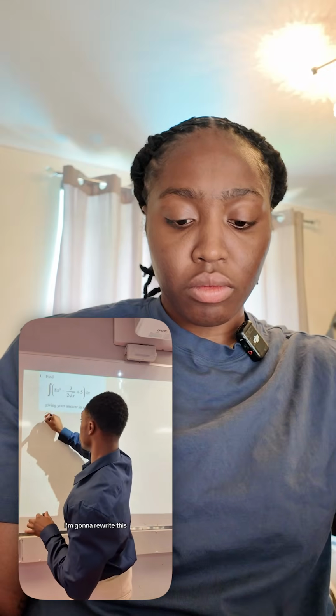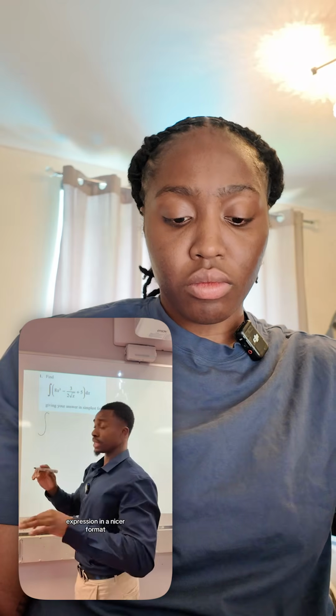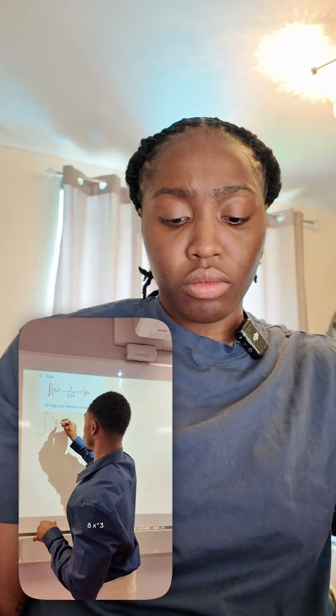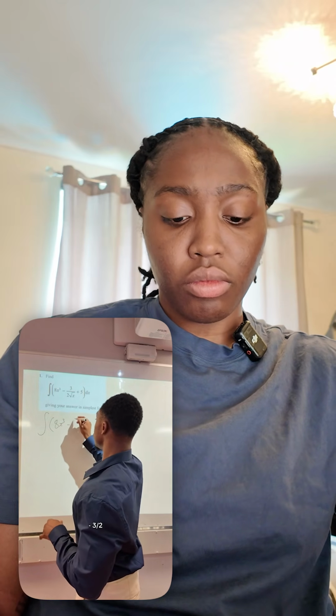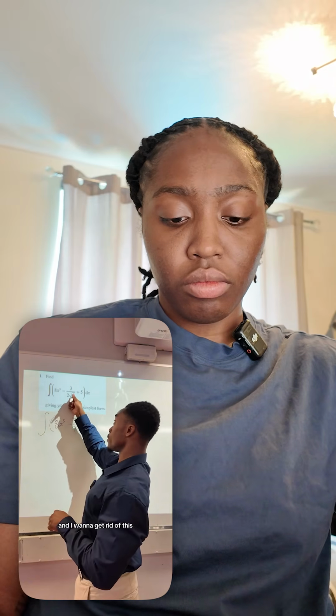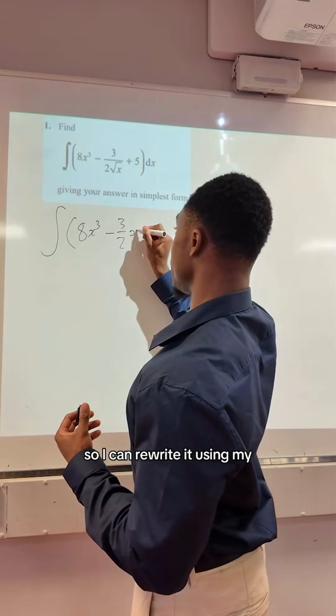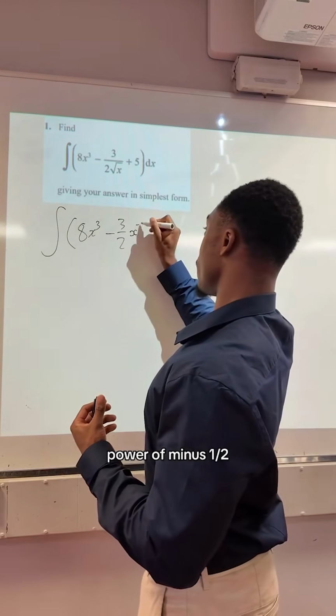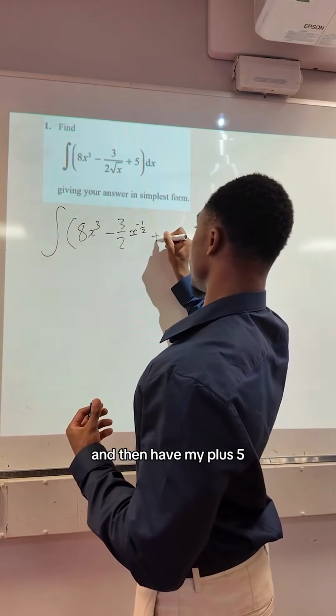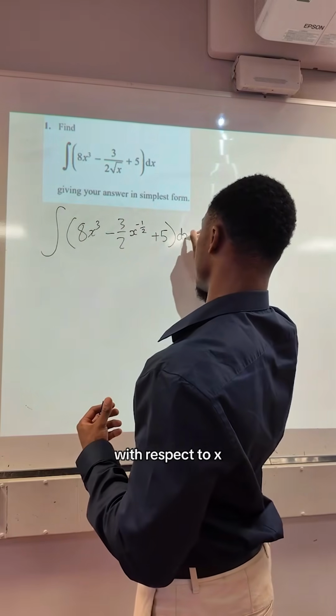Well, first things first, I'm going to rewrite this expression in a nicer format. So I'm going to have 8x cubed minus 3 over 2, and I want to get rid of this root x as a denominator. So I can rewrite it using my index laws as x to the power of minus a half. And then I have my plus 5 with respect to x.